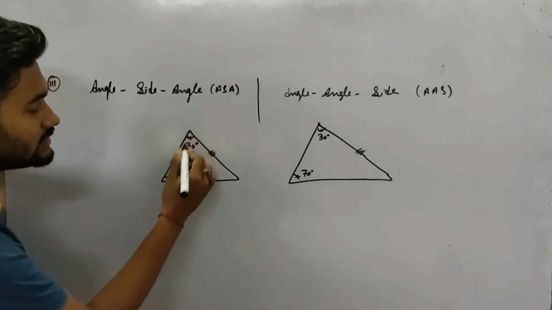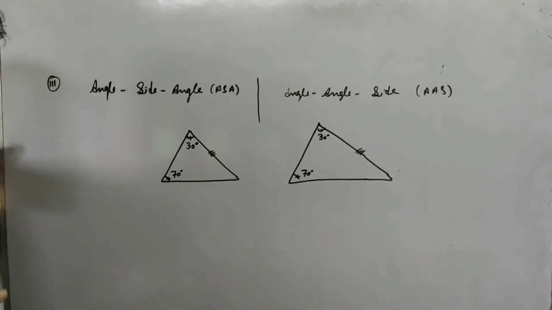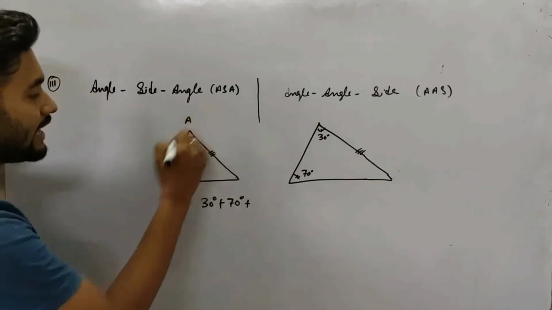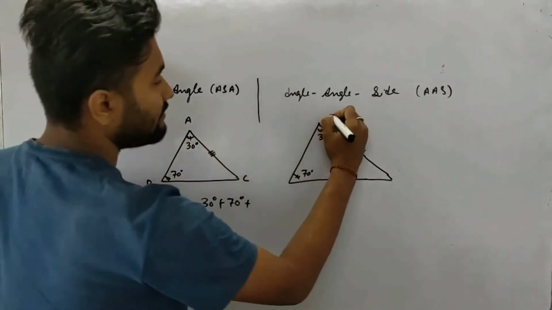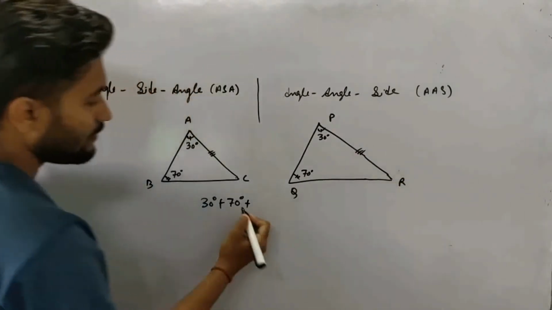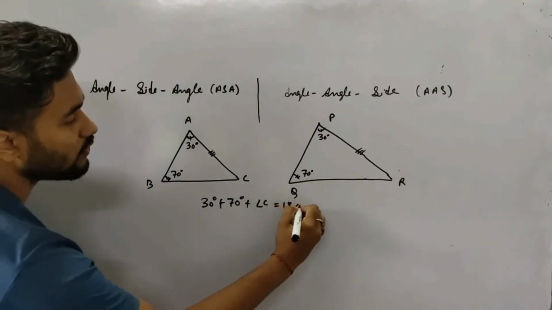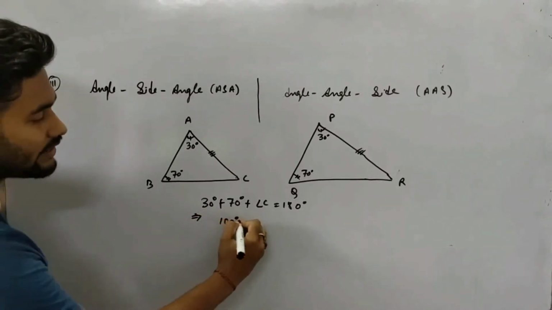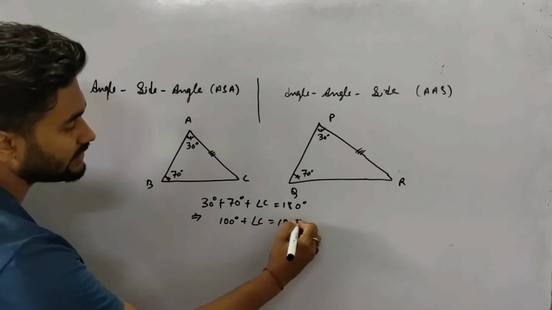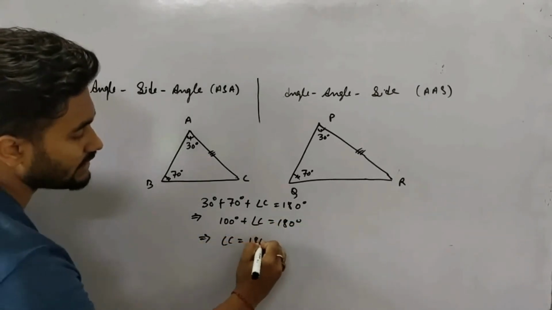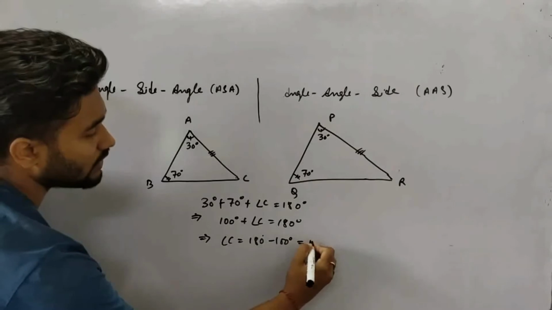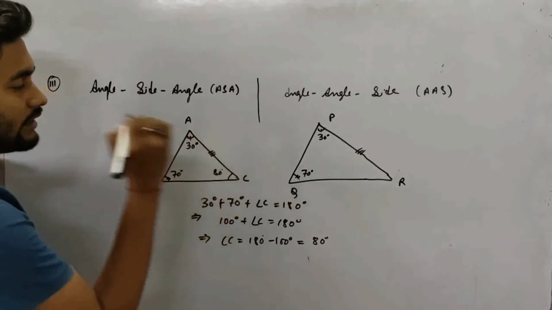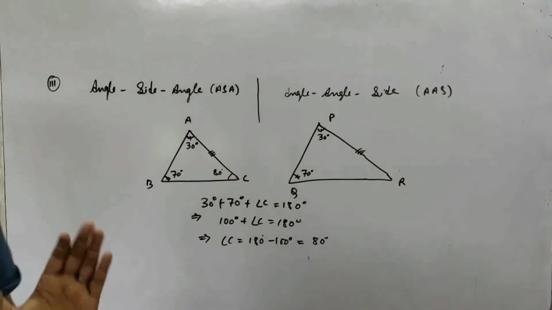So how will I find it? This angle plus this angle plus this angle is 180 degree. So say 30 degree plus 70 degree plus angle C, with triangle ABC and triangle PQR, will be 180 degree. Done. Which implies 70 plus 30, 100 degree, plus angle C will be 180 degree, which implies angle C will be 180 minus 100, which is equal to 80 degree. That means this angle will be 80 degree. Now just follow one thing.